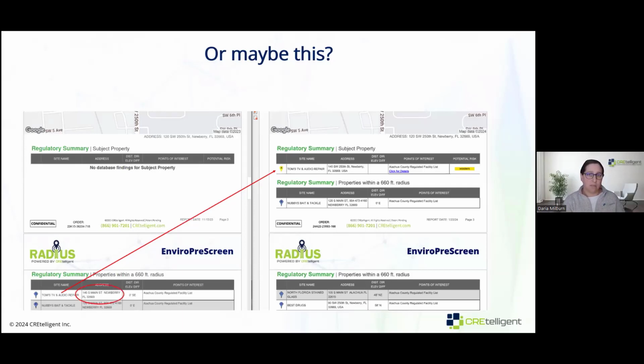If you look a little more closely, the address originally was listed as 140 Main Street, but the new address is 140 Southwest 250th Street, which then squarely put that listing in the parcel of the subject property, which was a building that had contiguous units, and the subject was 120. The listing is at 140, but they were all within the same parcel. So it's important to look at these.